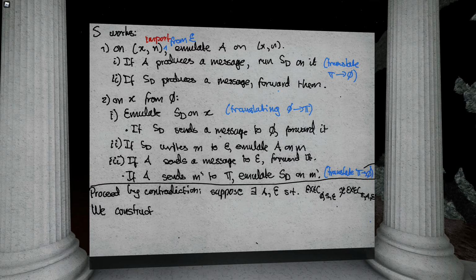I just lost you. Could you just say that again? Yes. So we're going to assume that for some adversary A and environment E, the simulator we've just defined does not in fact work. Okay, we're going to assume there's some pair of such things that distinguish our simulator from the adversary. Okay. What we're going to do is construct an environment ED that satisfies exec pi d ed equals exec pi A E.